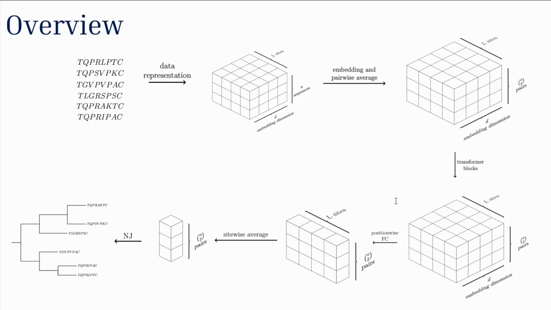Here we therefore have an overview of our method. Once properly encoded, an input alignment is processed by our neural network, which outputs n(n-1)/2 positive real values, the predicted evolutionary distances, for each pair of sequences in the alignment. These can then be fed into neighbor joining to reconstruct a tree.